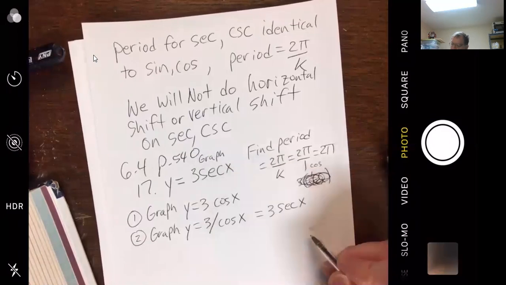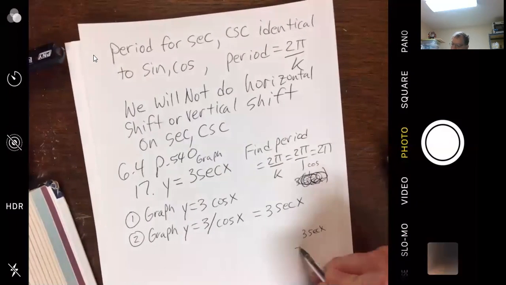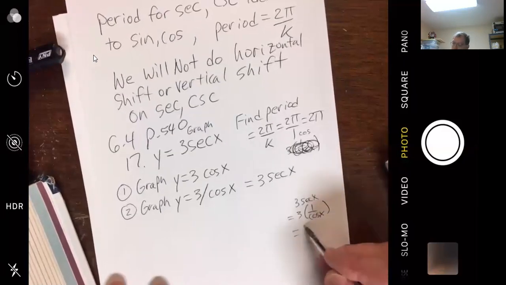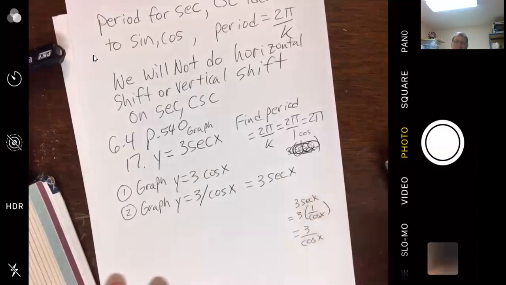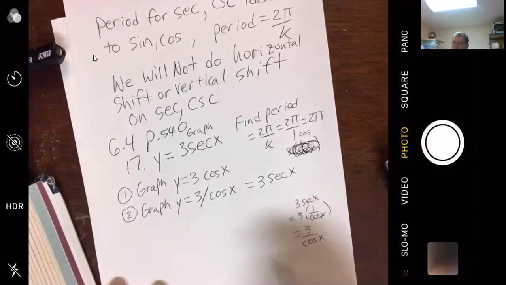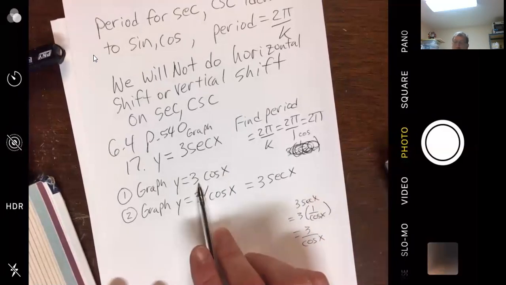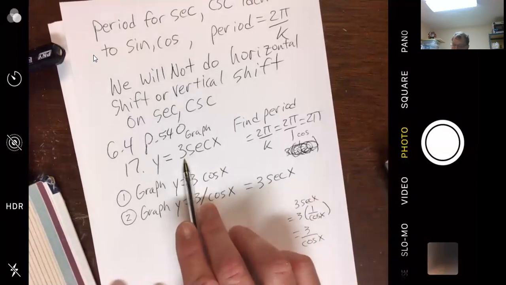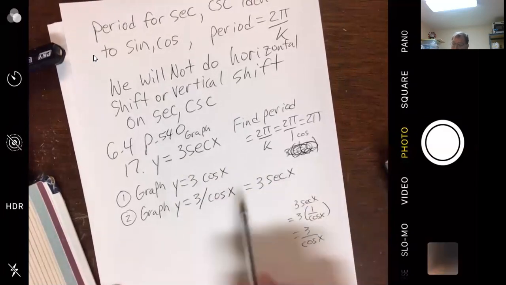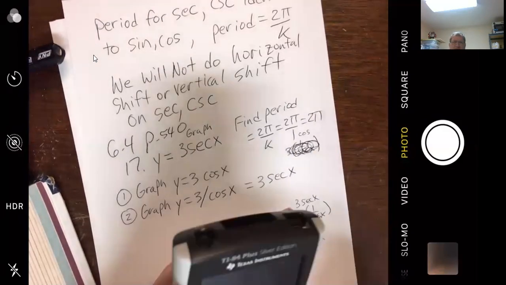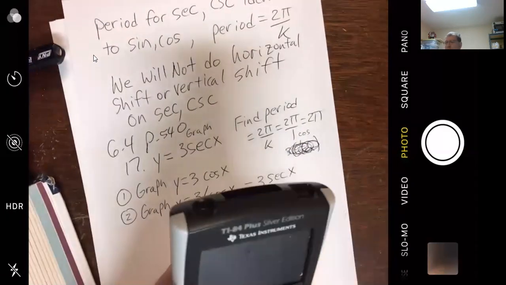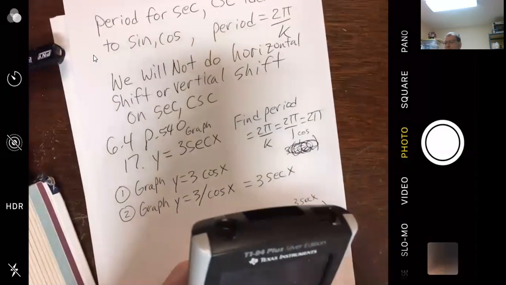To graph 3 secant, that's equal to 3 times 1 over cosine. Remember, secant is 1 over cosine, so 3 times 1 is 3 over cosine. So I'm graphing the cosine first with the front coefficient. This is amplitude on the cosine, but they didn't ask for that. The 3 is not amplitude on the secant. So we're going to graph both of these. Horizontally, I'm fine. Vertically, I might want to change it.